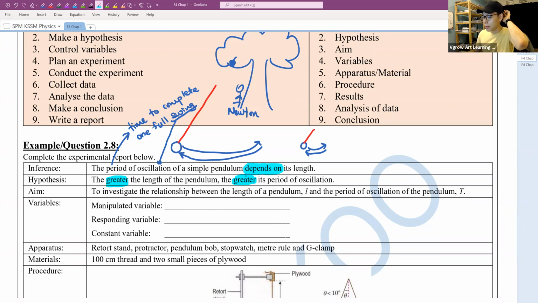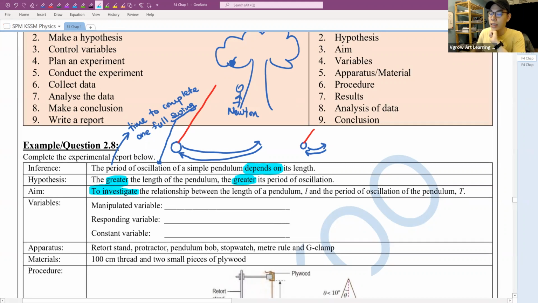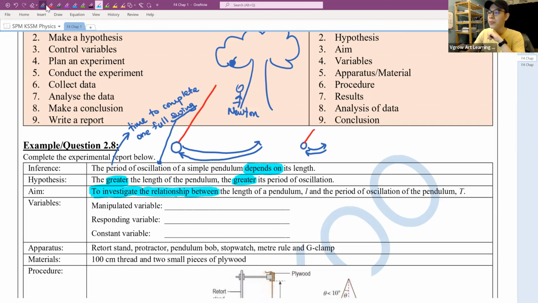Then next is the aim. The aim is always to investigate. The words I highlight are usually some of the words that we like to use. Investigate the relationship between what and what. Aim is the purpose. What is the purpose of this experiment? The experiment is to investigate the relationship between the length of the pendulum and the period of oscillation of the pendulum.